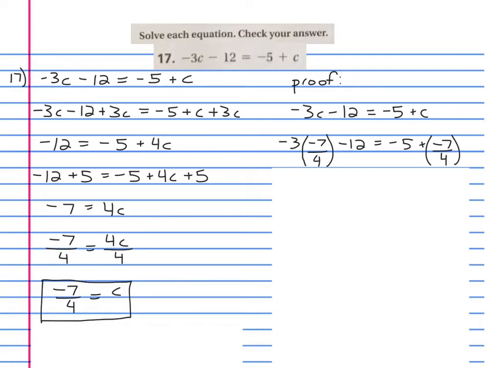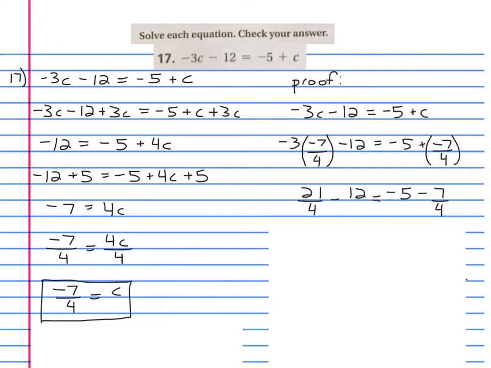Okay, now, how do we simplify this? Well, we've got this negative 3 times this negative 7, or a positive 21, and that's all over 4. Remember, the numerator gets multiplied by the whole number, because that's kind of like an invisible over 1. That would make the numerator times the numerator, and then the denominator times 1, which stays the same. Okay, so we get 21 over 4. What else did we have? Minus 12 right there equals negative 5. And instead of plus negative 7/4, that's just the same as minus 7/4.